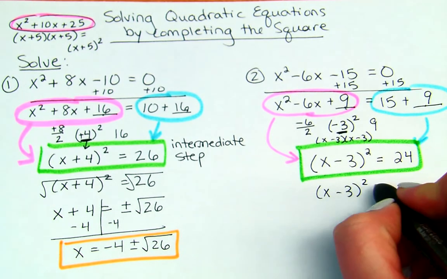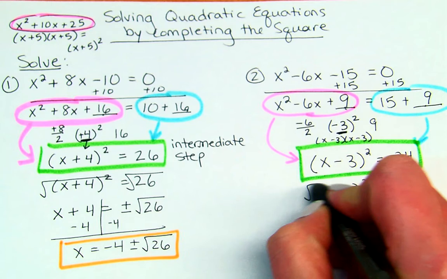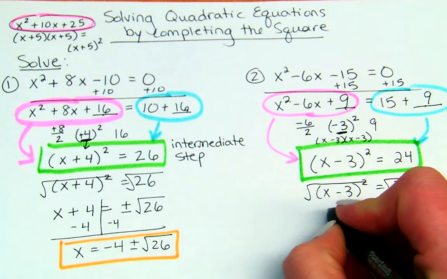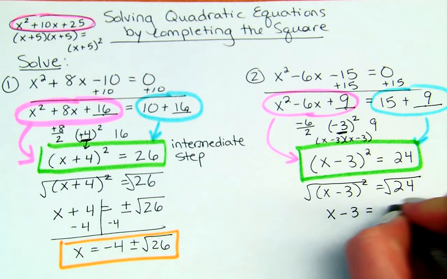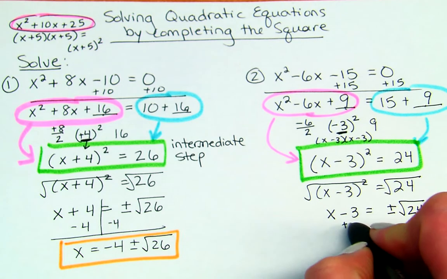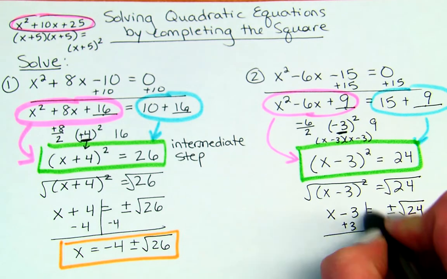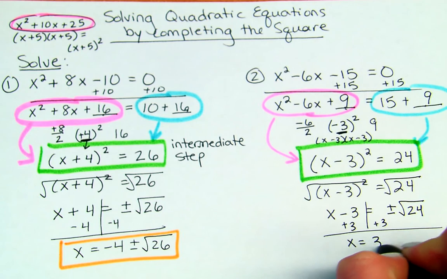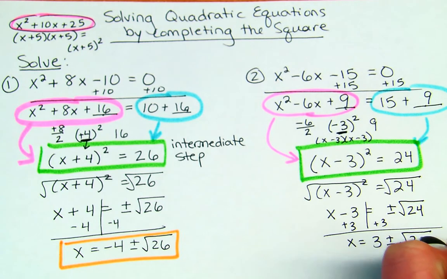X minus 3 squared equals 24 can be solved by taking the square root of both sides. I'm left with x minus 3 equals plus or minus the square root of 24. And add 3 to both sides. I'm left with x equals 3 plus or minus the square root of 24.